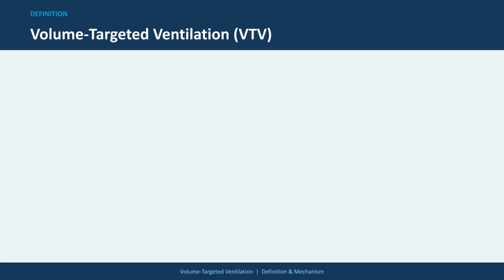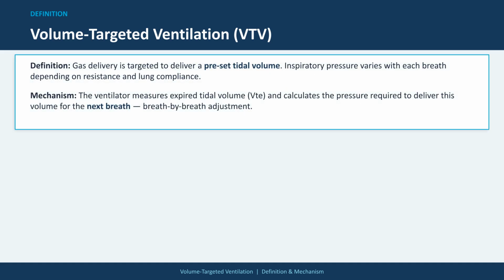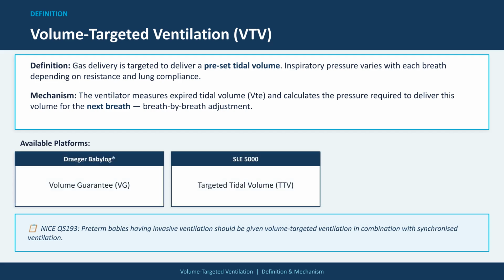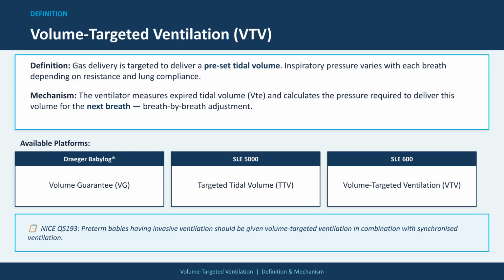Volume-targeted ventilation, or VTV, is defined as gas delivery targeted to a preset tidal volume, where inspiratory pressure adjusts breath by breath. This is achieved by the ventilator measuring expired tidal volume and calculating the next breath's pressure. Common platforms include Draeger-Babelog, SLE 5000, and SLE 600.